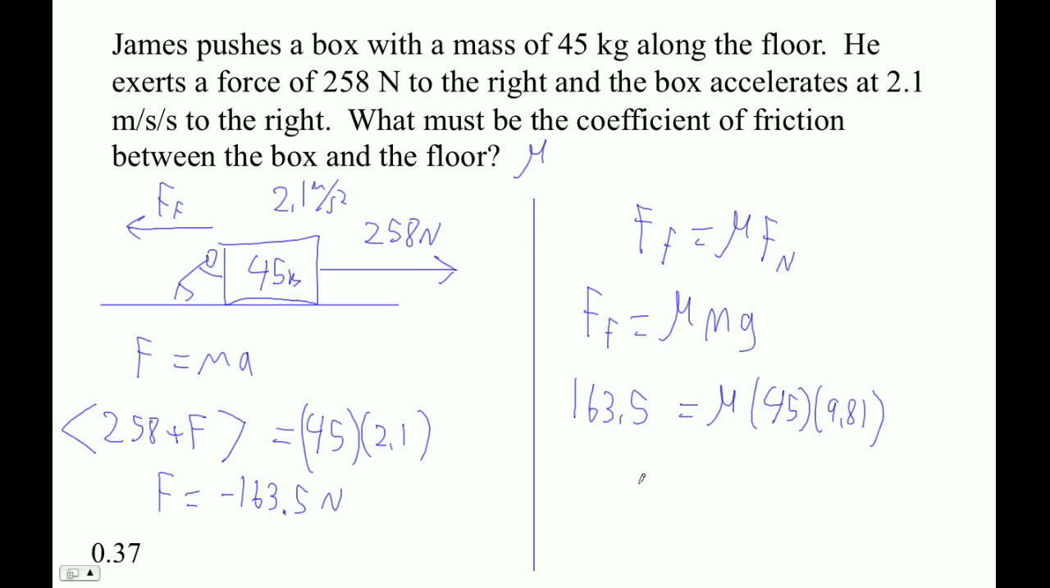0.370 repeating. Mu is 0.370 repeating. That is wild. Okay, so with 2 sig figs, I guess we'd have to say 0.37. There are no units.